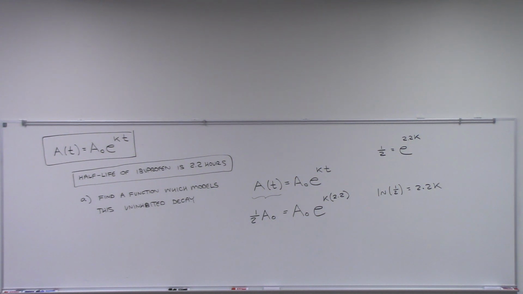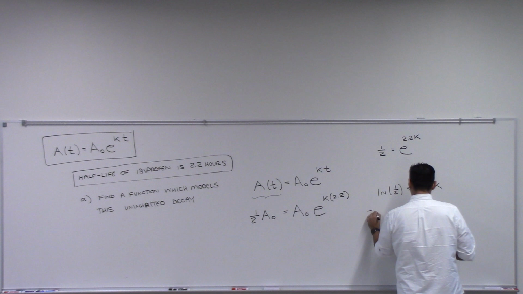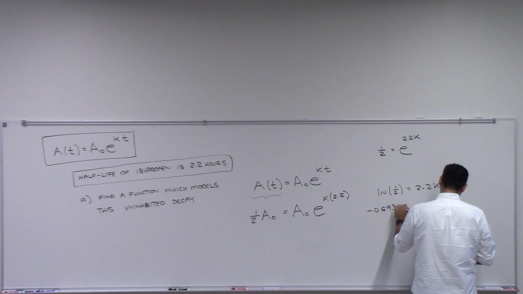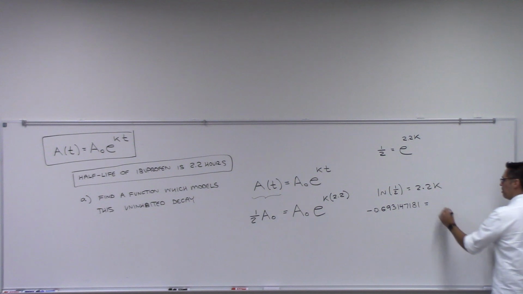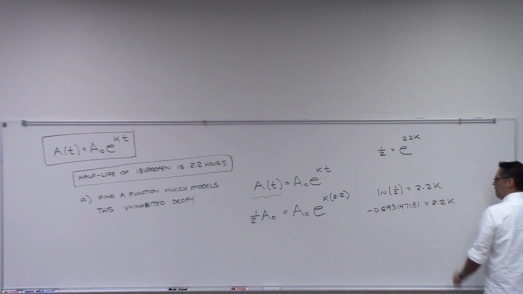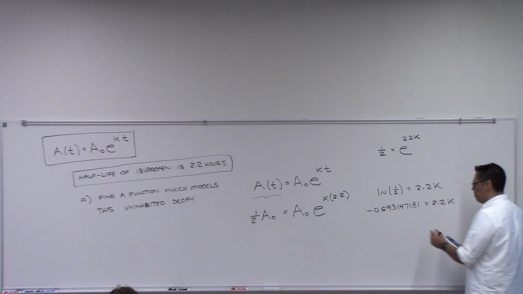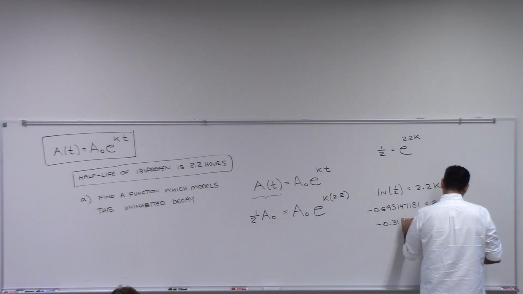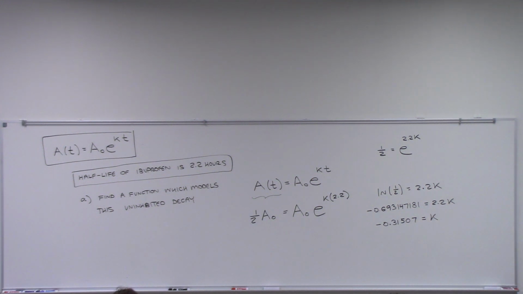Natural log of 1/2 is about negative, I'm going to write it down here. I'm getting negative 0.69314718. I'm going to go as many decimals as my calculator goes. That equals 2.2k. Then divide by 2.2. So I get negative 0.31507, I'll say, is k. That's my decay rate, right?